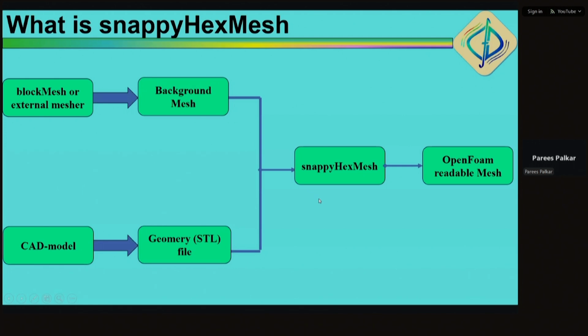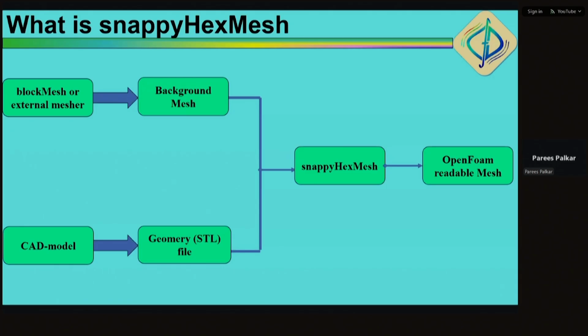So what is the workflow of SnappyHexMesh, or how can you start SnappyHexMesh? There are two things you need to start meshing. First is blockMesh or an external mesher that will generate your background mesh. What do you mean by background mesh? We will discuss it in some time. And second is the CAD model on which you want to conduct the CFD study. It is not compulsory to have an STL file. You can have an OBJ file as well, and there are various CAD file formats that you can import into Snappy.